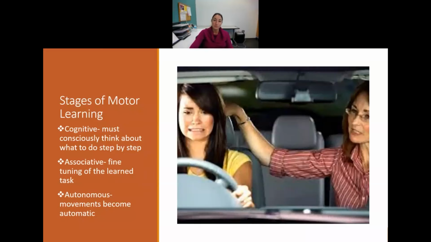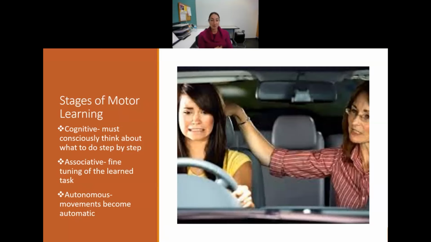Stages of motor learning. So cognitive must be consciously thinking about what steps to do, like when you're driving and you're thinking, oh, I need to look in the mirror, and now I need to put my turn signal on, and now I need to pull the wheel this way or move my foot here.